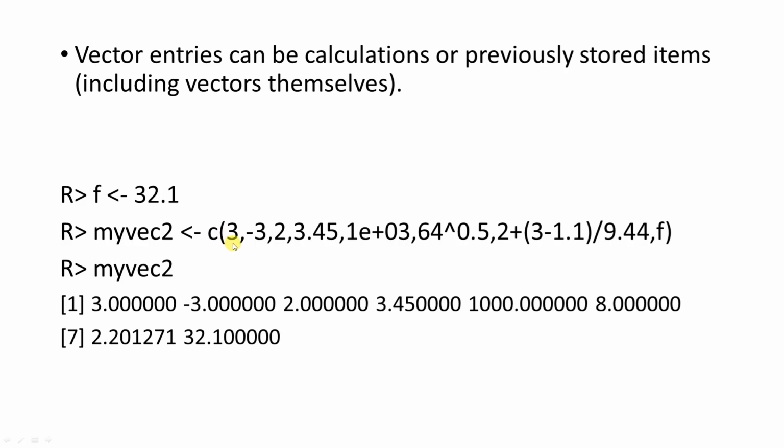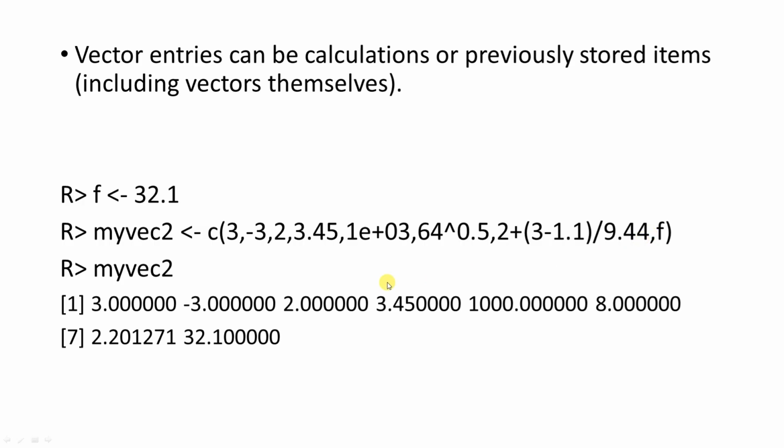It holds 3, minus 3, 2, 3.45, and then a calculation, 1 into e power 3. That is also one of the entries. Also 64 power 0.5, which is a mathematical expression, is one of the entries for the vector. Next to the comma, f, where f is a numeric object, is also an entry for the vector myvec2.